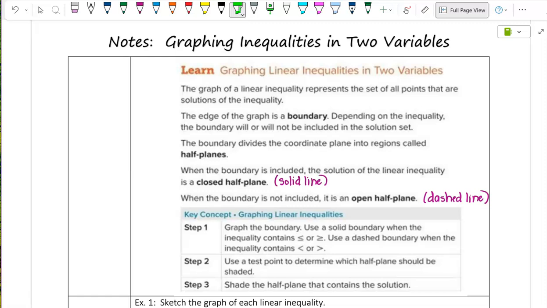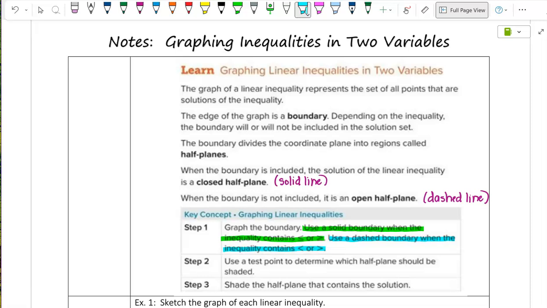We use a solid boundary when the inequality contains less than or equal to or greater than or equal to, and we use a dashed boundary when the inequality contains less than or greater than. Again, a solid line is like a closed circle. A dashed line is like an open circle. So those same ideas still apply here as we're moving to the coordinate plane.